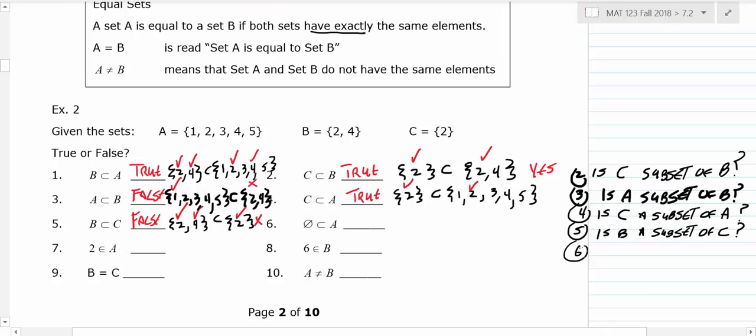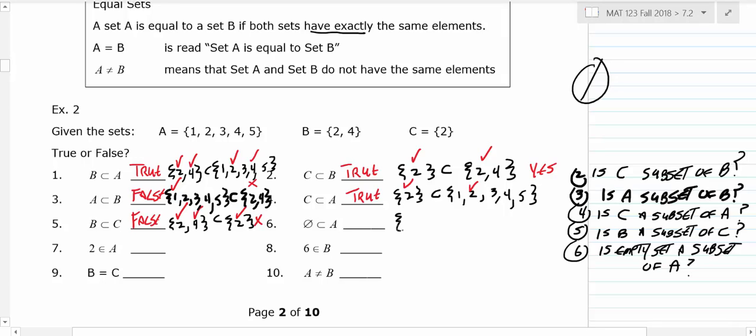Okay, the next one can be kind of tricky if you don't think of it right, but what this is saying, you guys remember what that symbol means right there? What does that symbol mean? Okay, that's the empty set. So that's the set of nothing. So the question is, is the empty set a subset of A? Well, that's kind of an interesting question.